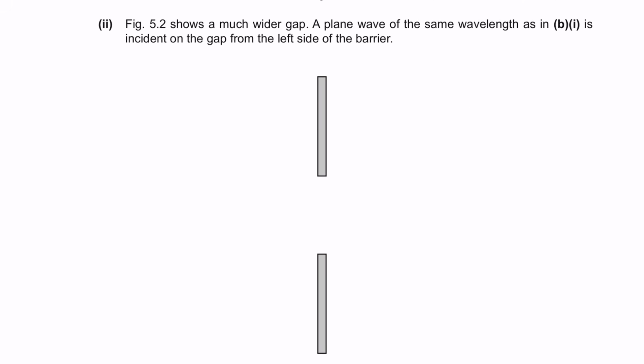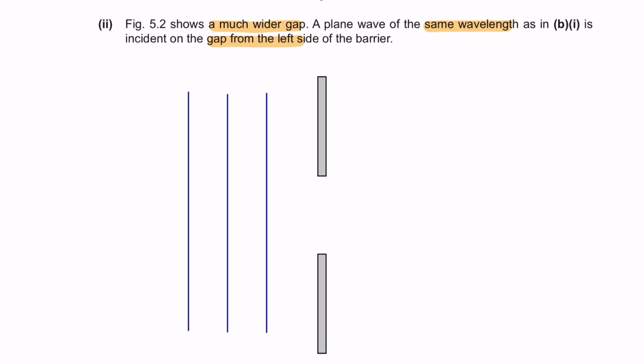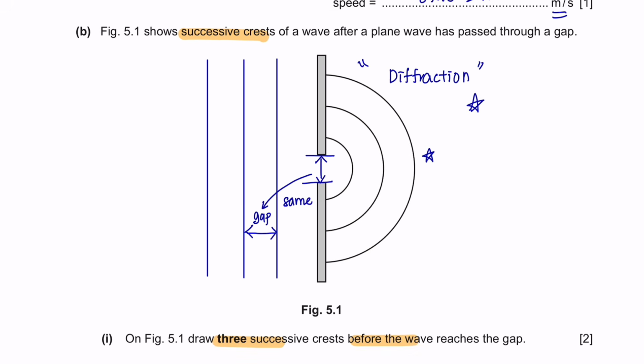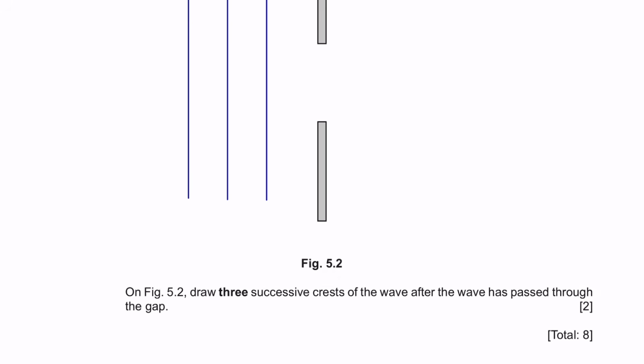Part 2, figure 5.2 shows a much wider gap. A plane wave of the same wavelength as in part 1 is incident on the gap from the left side of the barrier, meaning that we're going to take the same wavelength of the waves from part 1 and put it on the left here. On figure 5.2, draw 3 successive crests of the wave after the wave has passed through the gap.